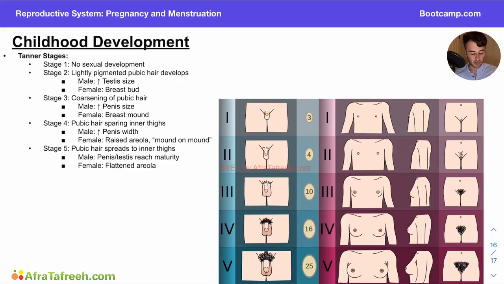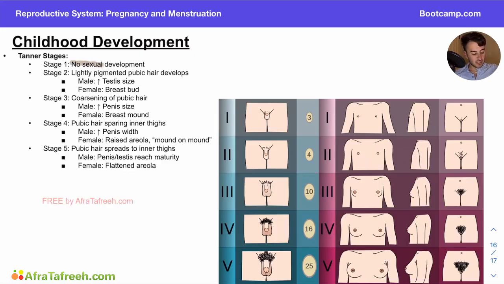Just to orient you, here we're going to be looking at penis size, and then here we're going to be looking at testicle size, and these numbers represent milliliters. And then here we're going to be looking at breast development, and over here at the female genitalia. So let's start our discussion with something that is very similar between both the male and the female phenotypes, and that is our hair growth.